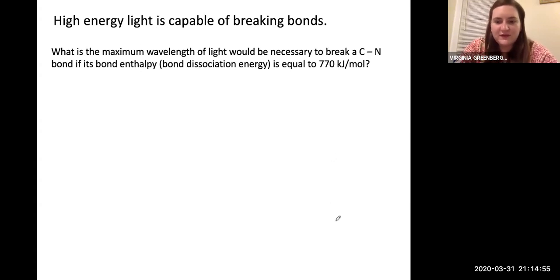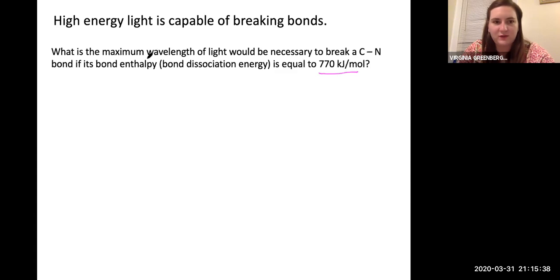And so on the previous slide, we talked a little bit about infrared light and how it increases the kinetic energy of molecules, oftentimes by adding vibrational modes to different molecules and how they move around. But we can also think about how high energy light is capable of breaking bonds. And so what I have written here is the idea that a carbon-nitrogen bond has a bond dissociation energy, or bond enthalpy, of 770 kilojoules per mole. So that's how much energy it would take to break 1 mole of bonds, so that big group of bonds.